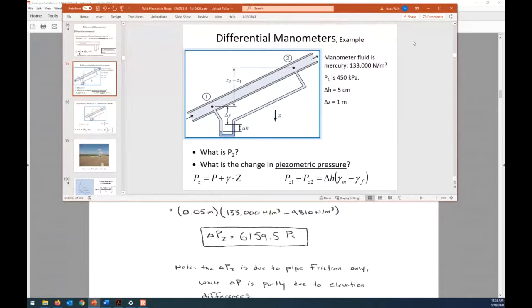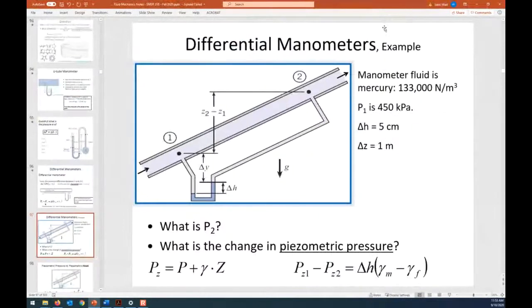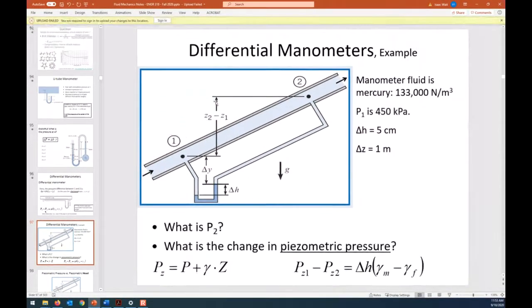So the inclined piezometer is a little bit tricky. What you have to do is just think, where is the situation static and where are conditions not static? So we can't just apply the hydrostatic equation directly between 1 and 2. If you just said the pressure at 2 is the pressure at 1 minus 1 meter of water, that wouldn't have given you the correct pressure at 2, because there's more than just the elevation difference causing the pressure difference at location 2.